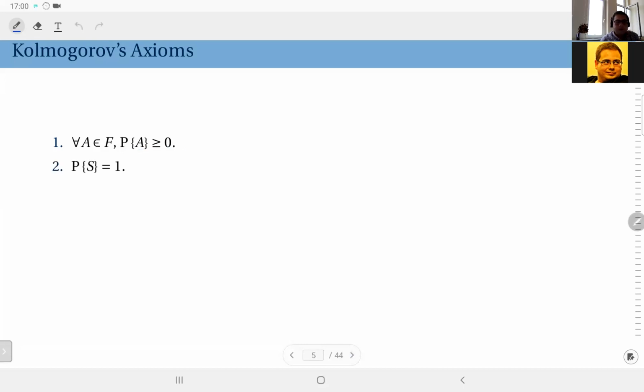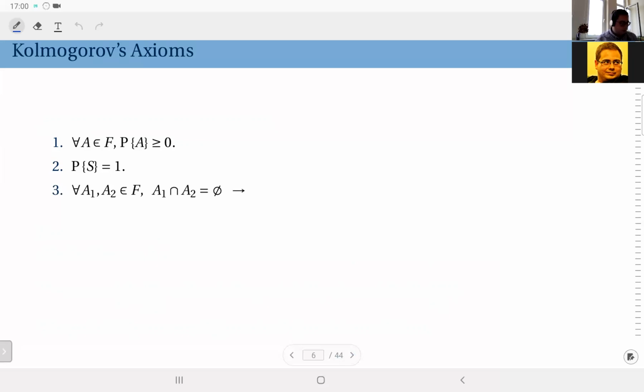Second axiom: the probability you assign to the sample space must be one, always. The probability of the sample space is one. The third axiom is a little bit more involved.